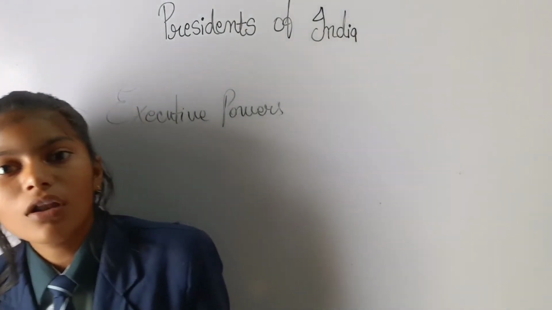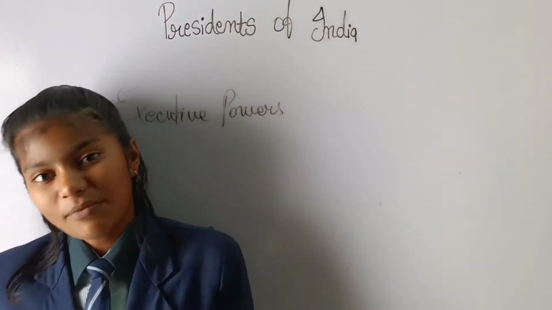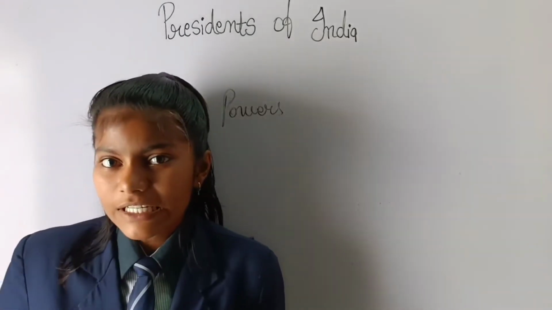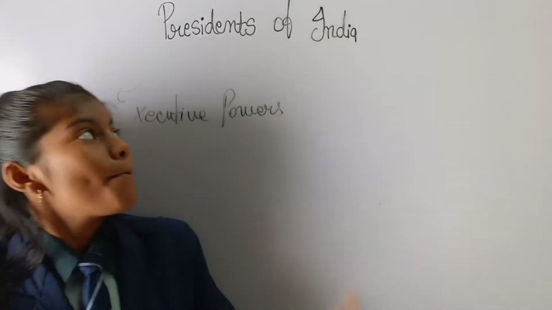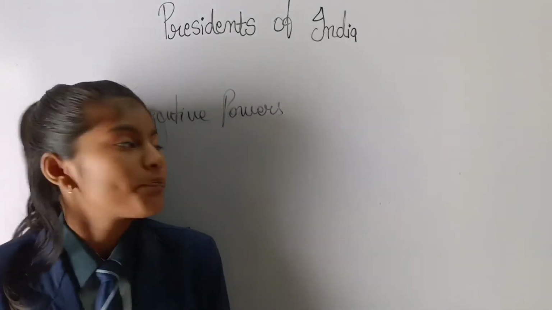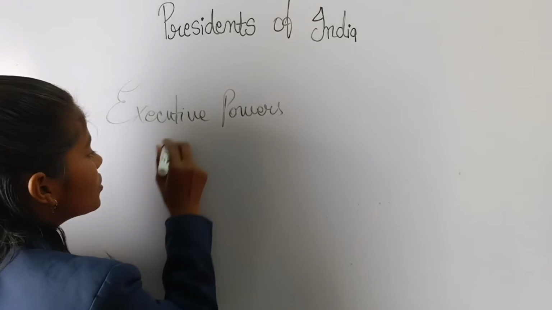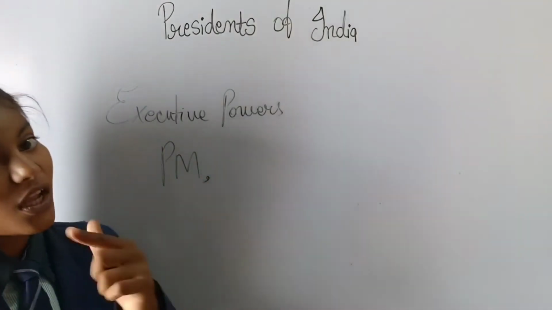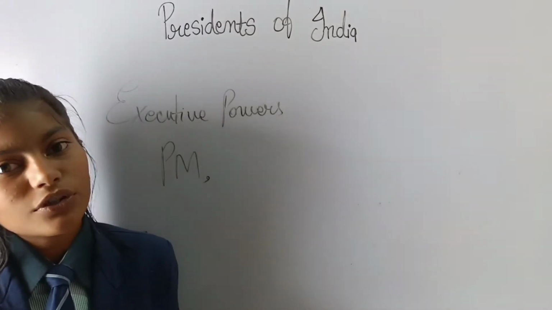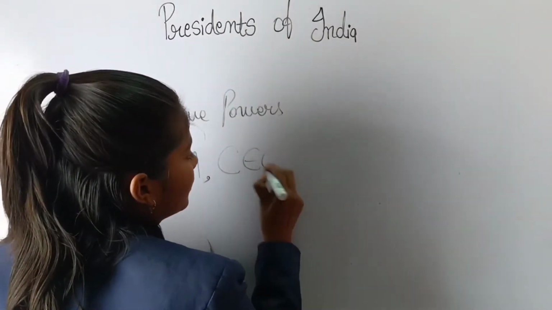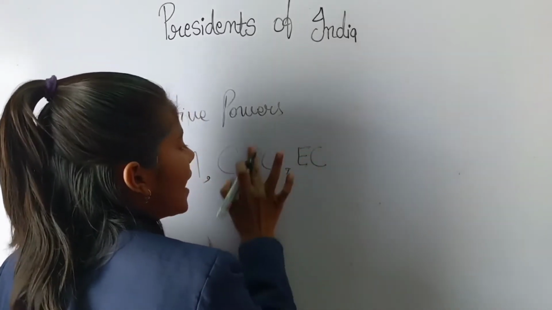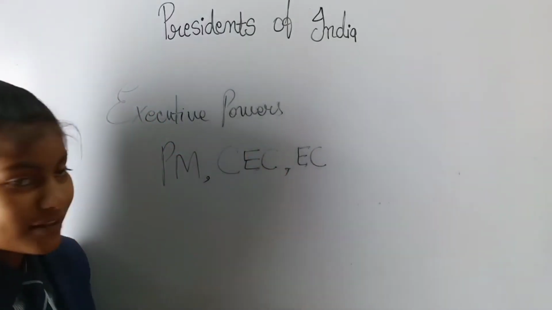Now, what role does the President play in the implementation of law? Actually, all important political leaders are appointed by the President of India. Like the PM is appointed by the President of India. Let me mention here: the PM, the Council of Ministers on the advice of the PM, and also the CEC and EC.